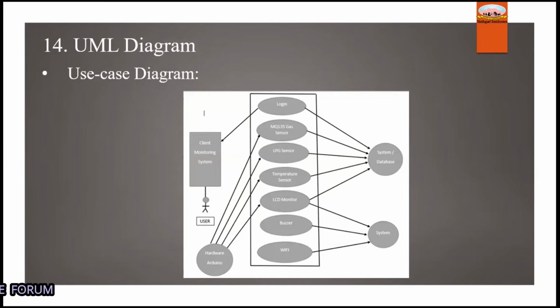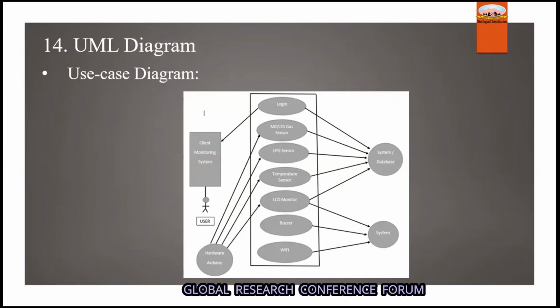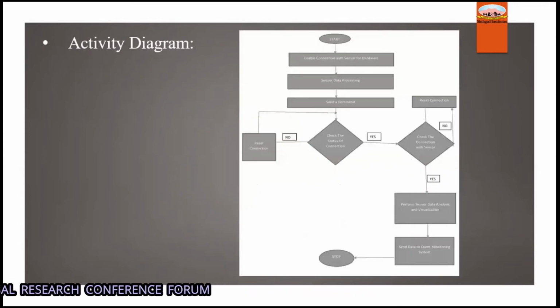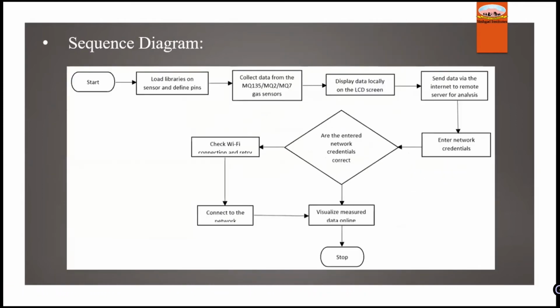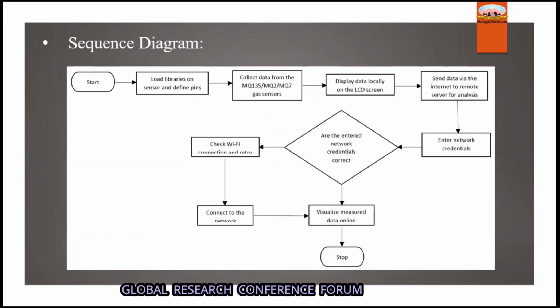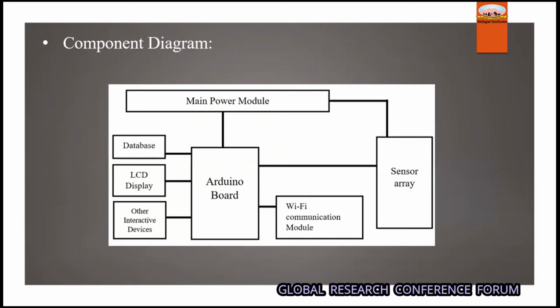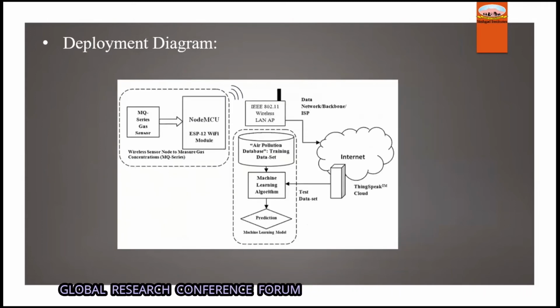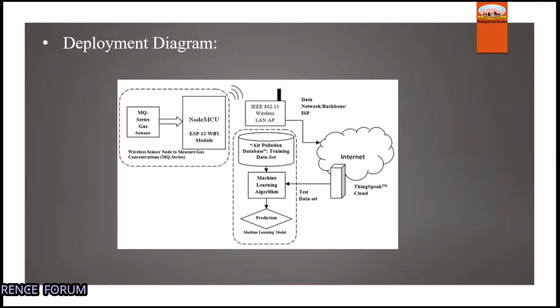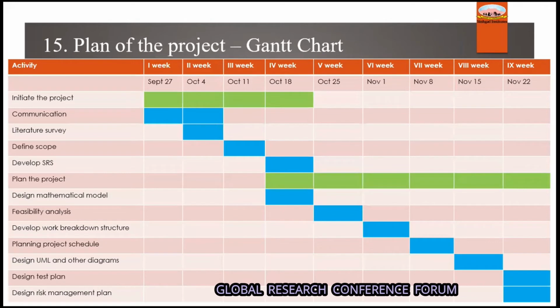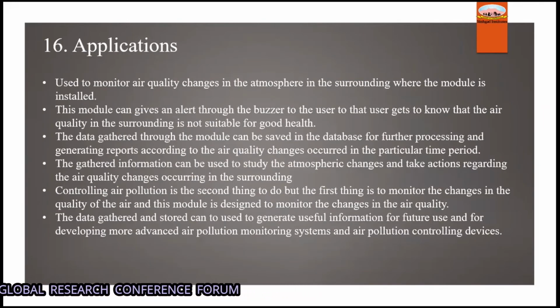This is the UML diagram, where we can see how the user will interact with the system. Next, this is the activity diagram. Next, this is the sequence diagram, where we can see how the interaction between the hardware is going to run. Next, this is the component diagram, where the main power module is connected to all the hardware. This is the deployment diagram and the planning chart of our project.